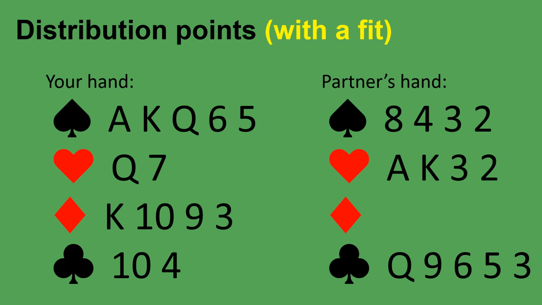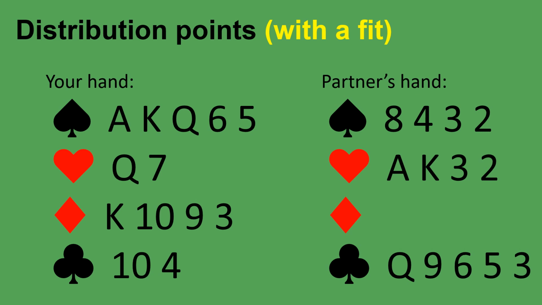Let's now count the distribution as well because we have a fit. So there were 23 high card points. This is a doubleton, only 2 cards in hearts. So that makes 23 plus 1 is 24. Here's another doubleton, 25. And diamonds, this is a void. You don't have any cards, or your partner has no cards in diamonds. We add on 5 distribution points. So 25 plus 5 is a total of 30 points.